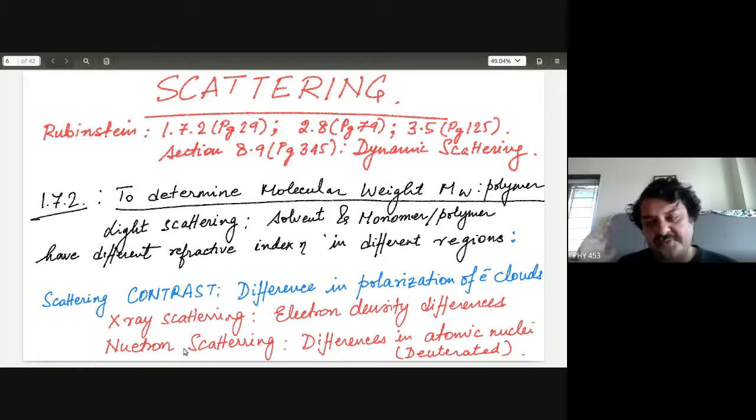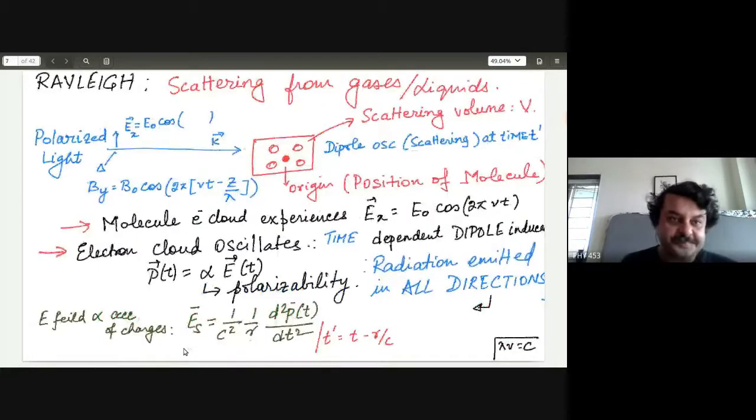There is a corresponding physics to that scattering phenomenon, which we are not going to go into in greater detail. Okay, so we begin with Rayleigh scattering. So what is Rayleigh scattering? Rayleigh scattering is typically discussed in the context of scattering from gases or liquids.